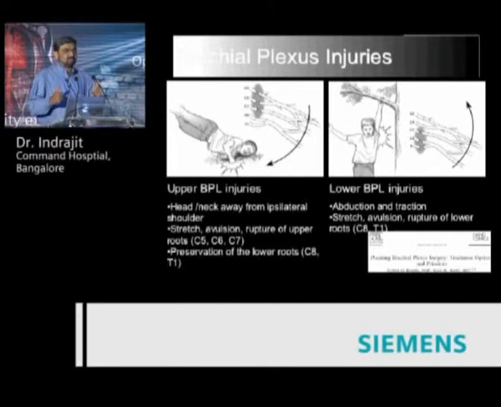Clinically, the referring surgeon would come and ask, is it upper or is it lower? Though he's got information from the clinical evaluation, do we as radiologists know exactly how upper occurs and how lower occurs? Upper occurs when the patient falls down like this, when there is a stretch and avulsion and rupture of the upper roots caused by head and neck turning away from the ipsilateral shoulder due to sudden impact. Lower brachial plexus injuries, where there is avulsion, stretch, rupture of the lower roots and the trunks, occur when there is a traction, as shown in this particular diagram.